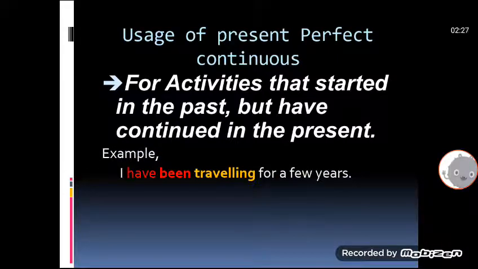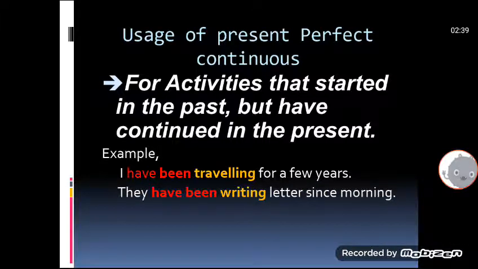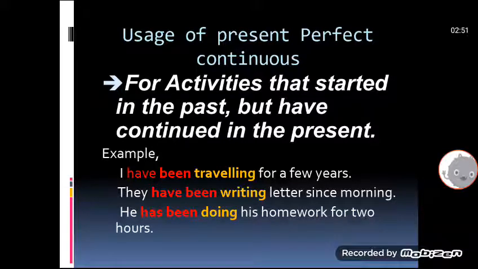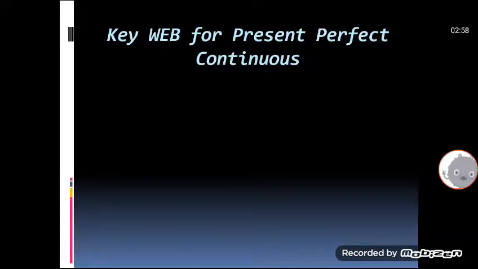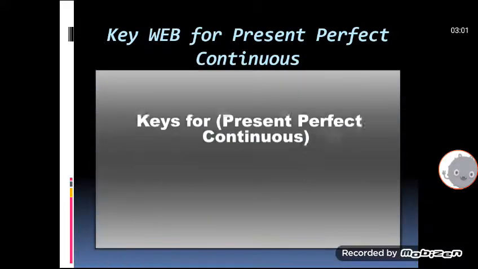For example, I have been traveling for a few years. Now he is basically saying that for a few years I have been traveling. Clear? They have been writing letters since morning. Now you can see this is also an action that was started in the past but has continued in the present. He has been doing his homework for 2 hours. Clear?